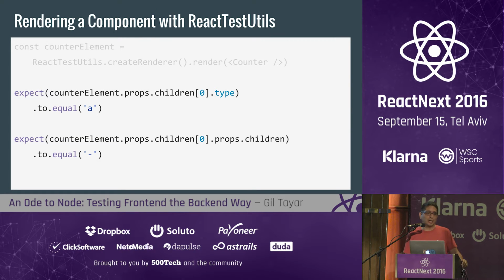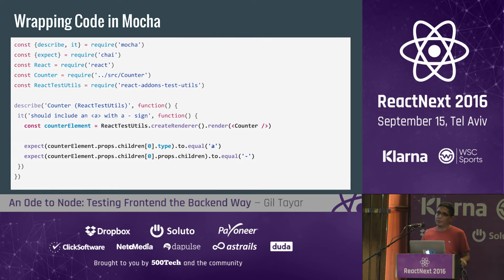Okay, let's wrap it in Mocha. Mocha is my preferred testing framework. Very simple. Let's skip all the requires. I use requires and not import, not ES6 modules, for reasons that will be explained later. But as you can see, once you use ES6, the syntax is incredibly similar. So I describe the test, and it should include an A with a minus sign, and I just use the code I used earlier, but instead of just writing the output, I do an expect, and I expect it to equal A, and I expect the text inside it to equal minus.